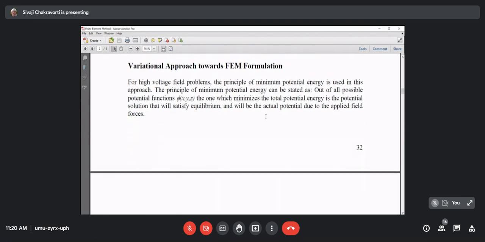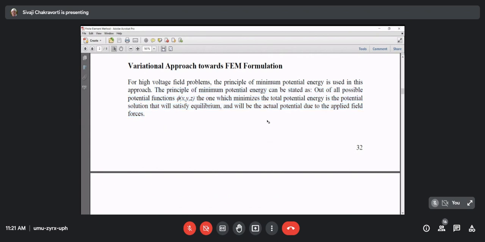So with this background, I go to the variational approach towards finite element formulation. Once again, I repeat that in this approach, we follow the principle of minimum potential energy. And what is this principle? It says that out of all possible potential functions, the one which minimizes the total potential energy is the solution that will satisfy equilibrium.